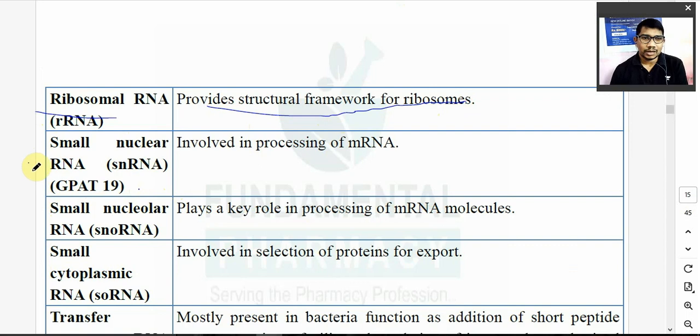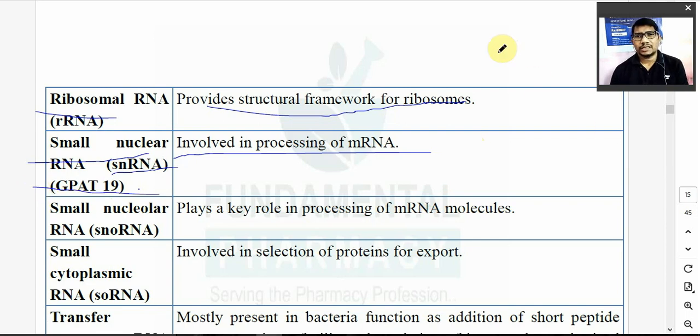Small nuclear RNA. What is the role of small nuclear RNA? Small nuclear RNA, snRNA. So it is involved in the processing of mRNA. ये mRNA का प्रोसेसिंग करता है. ये mRNA का प्रोसेसिंग कौन करता है? स्मॉल न्यूक्लियर RNA, snRNA. इसके ऊपर क्वेश्चन GPAT 2019 में आ चुका है, snRNA.